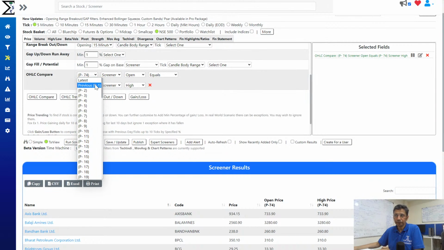If it is weekly tick, then this is the latest week, then the previous week, and so on and so forth. Same thing goes with any of the other ticks like 5 minutes, 10 minutes, 15 minutes, and so on and so forth. Okay.